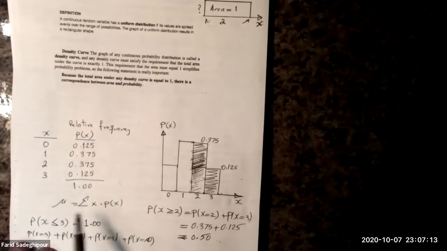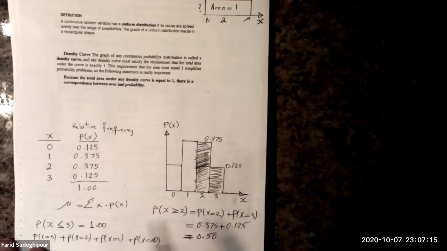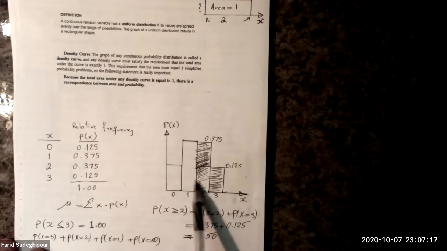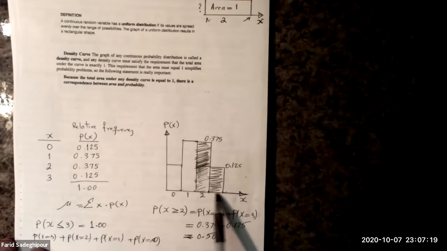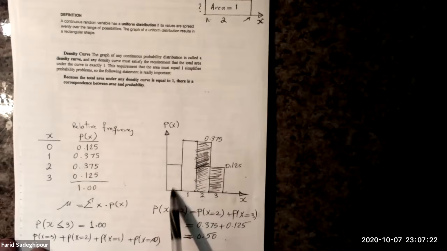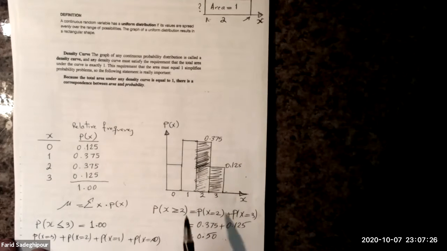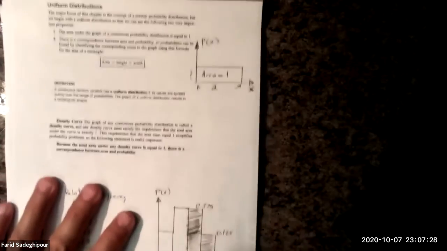How do I find probability of x less than or equal to 3? Less than or equal to 3 means all of this. See, the probability is the entire area of all 4 rectangles. That's how you find it. You go all the way from 3 to 0.